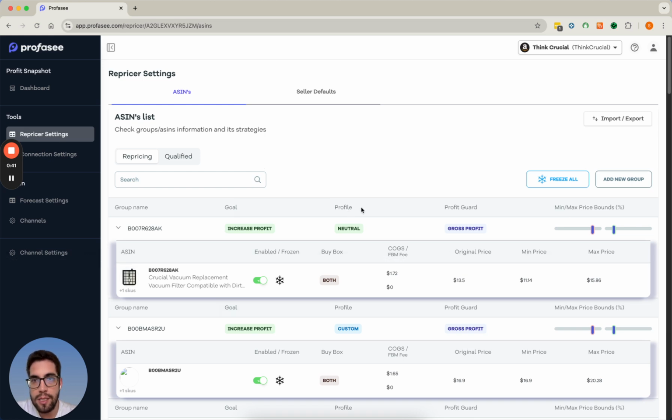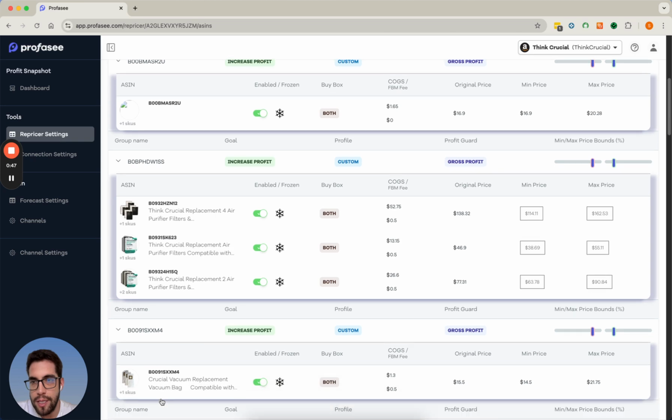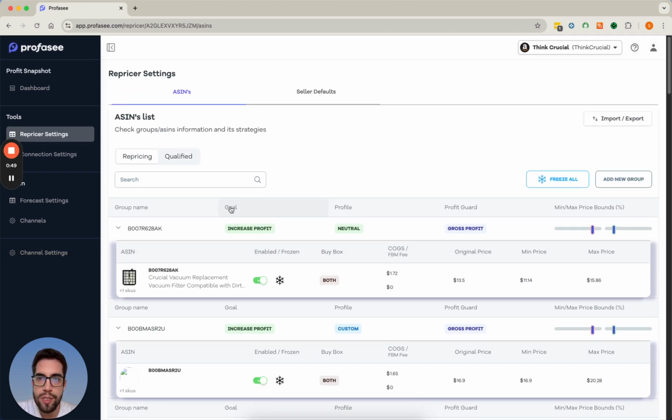So let's start from the beginning. Here are the repricing settings. We have the groups that we're repricing over here, and the first thing that we're going to cover are the goals. Remember that the model has three different strategies: increase profit, increase revenue, and target a specific velocity.